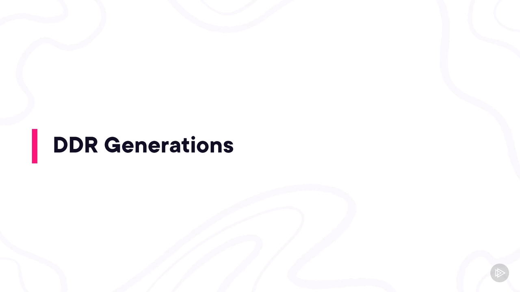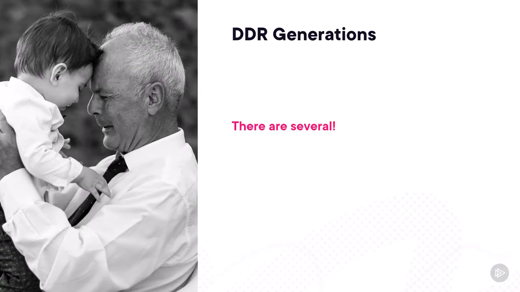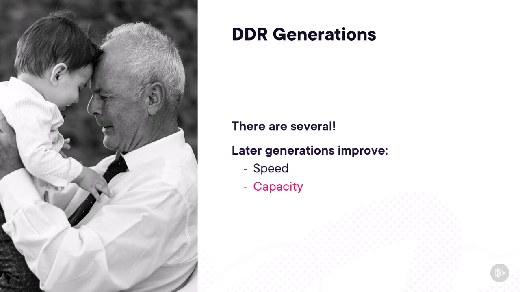In this clip, we'll look at the different generations of the double data rate, or DDR, standard. It turns out that there are several such generations that we might encounter in the field. The newer ones make improvements in one or more of these three areas: speed, size, and power consumption, lower being better, especially for mobile devices.